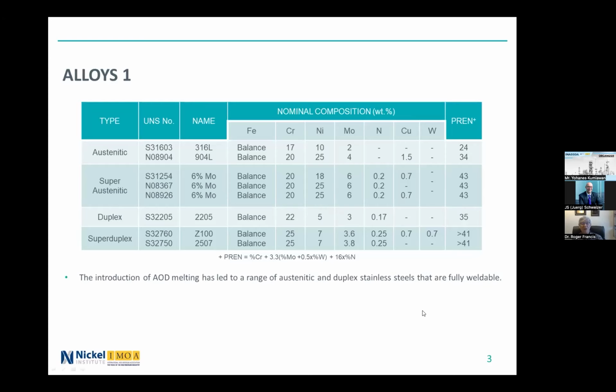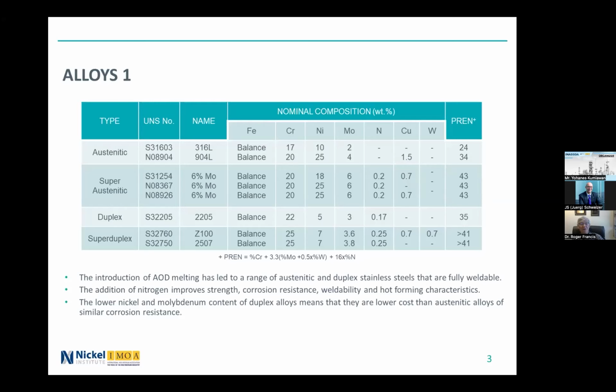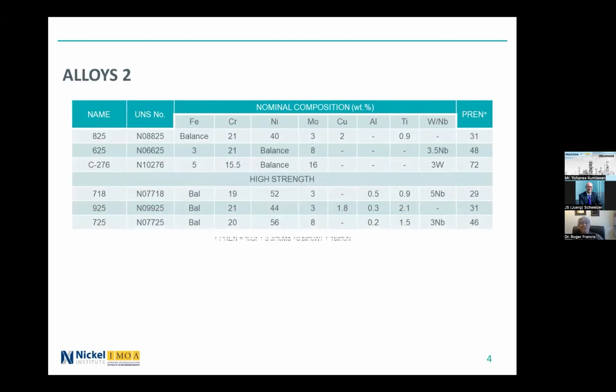The introduction of AOD melting, which is argon-oxygen decarburization, has led to a range of austenitic and duplex stainless steels with very low carbon content so that they're fully weldable. And the addition of nitrogen improves the strength, the corrosion resistance, the weldability, and also the hot forming characteristics. The lower nickel and molybdenum content of duplex alloys means that they are lower cost than austenitic alloys of similar corrosion resistance.